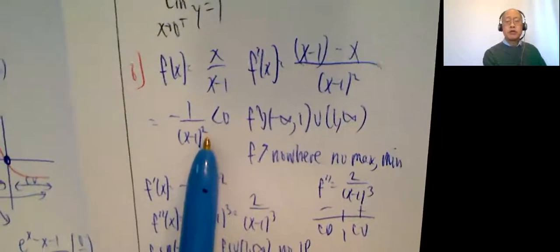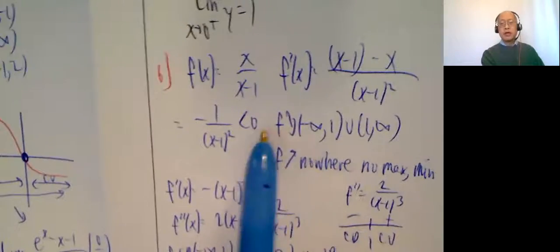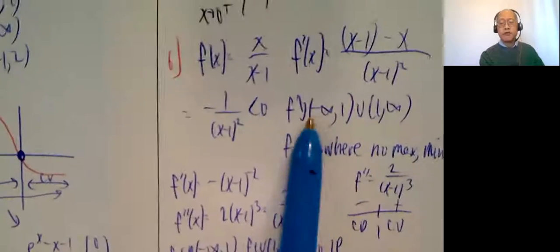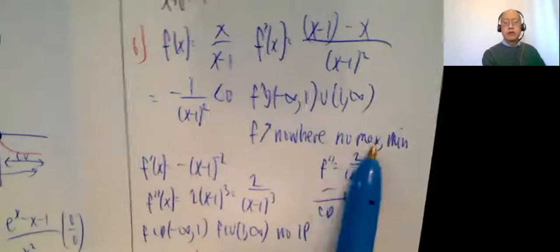So the function is decreasing wherever it's defined, not defined at 1. So you can't say from negative infinity to infinity. The best we can say is f is decreasing from negative infinity to 1, union 1 to infinity, increasing nowhere, therefore no max and min.